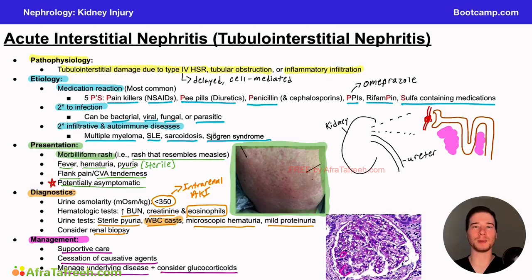Finally, when we talk about management options, we're going to be doing a lot of supportive care and discontinuing the causative agents, right? That's the easiest thing we can do. If a patient is taking a medication that's triggering their symptoms, well, if we can stop that medication, maybe we can get the kidney to improve on its own. If things continue, we can consider things like glucocorticoids, and always, we're going to aim to treat the underlying condition in these patients.